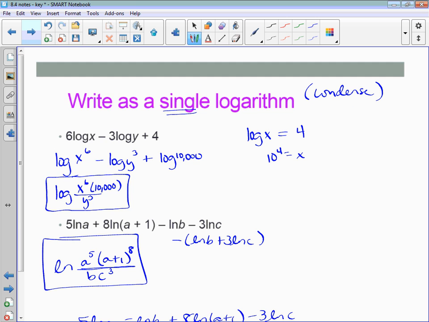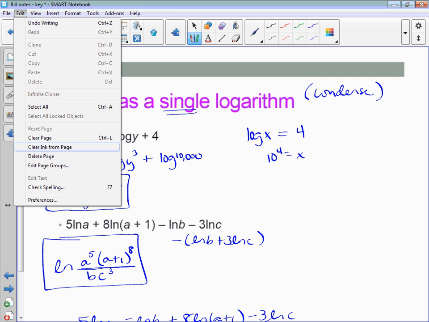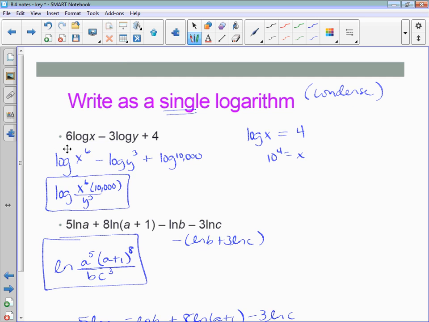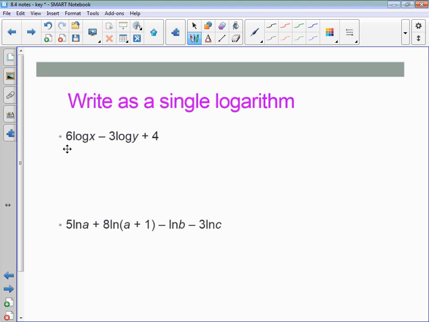All right, let's try again. So now you're going in reverse. Write as a single logarithm. Sometimes that's called condensed.